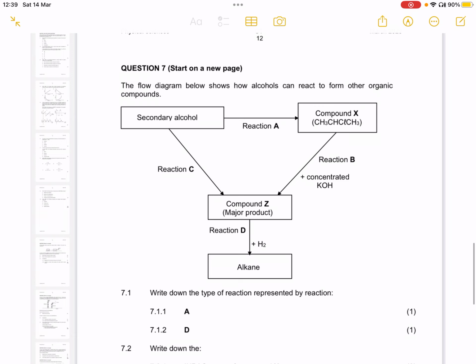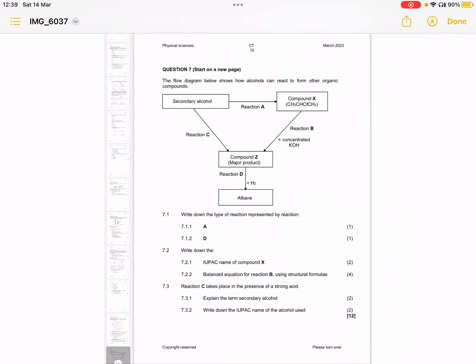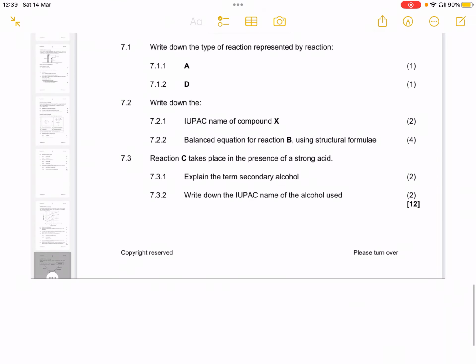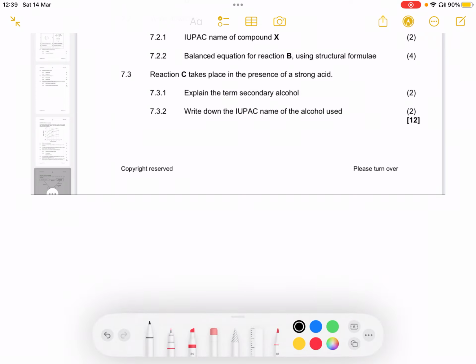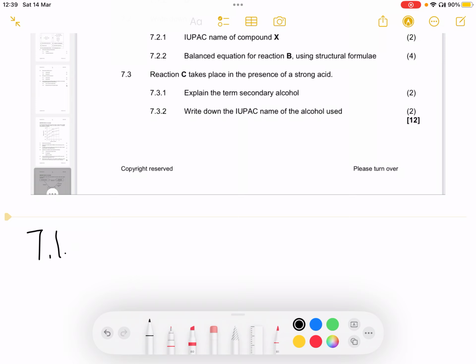Now, when you look at reaction A, we have a secondary alcohol that reacts, and then you have CH3, CHCl, and a CH3. That gives you the idea that moving from an alcohol that was secondary to a haloalkane would have been a substitution reaction. So it's 7.1.1, that's substitution.